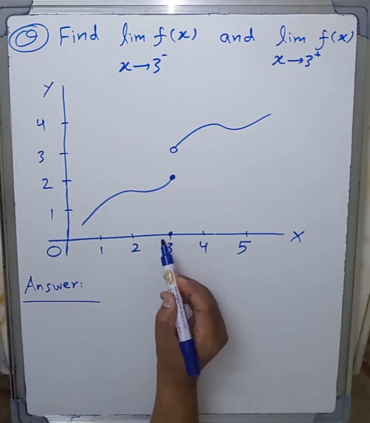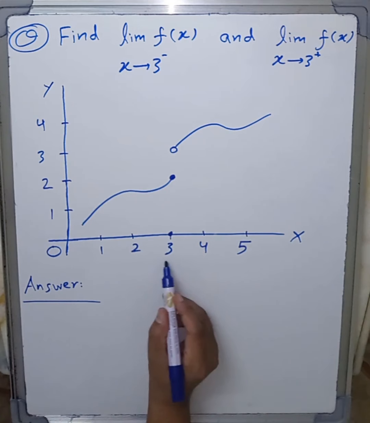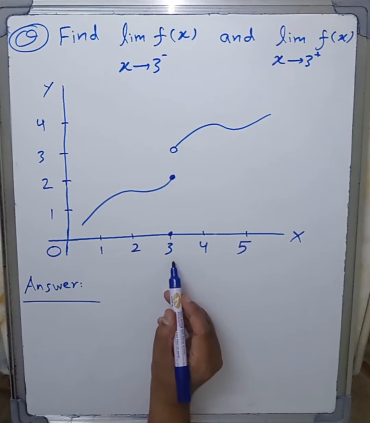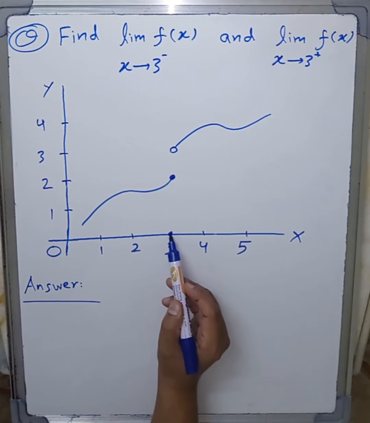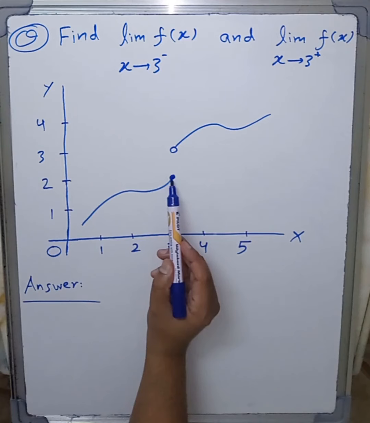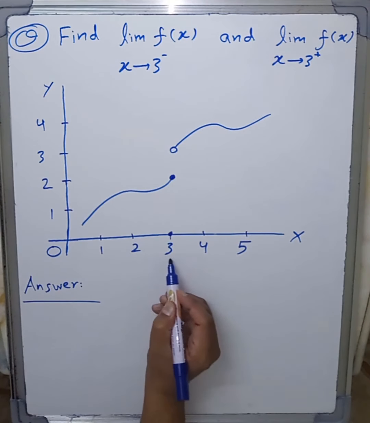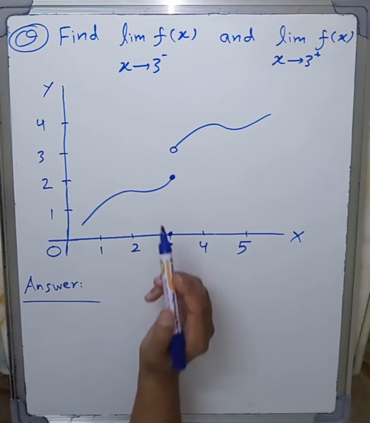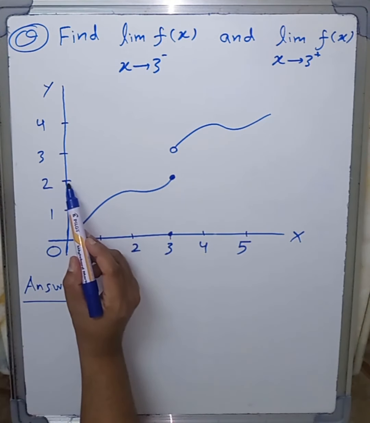This is the point x equal to 3. If you observe the graph at 3, the value of the function is given by this dark dot, and you can say that if x is equal to 3, the value of f(x) will be equal to 2.